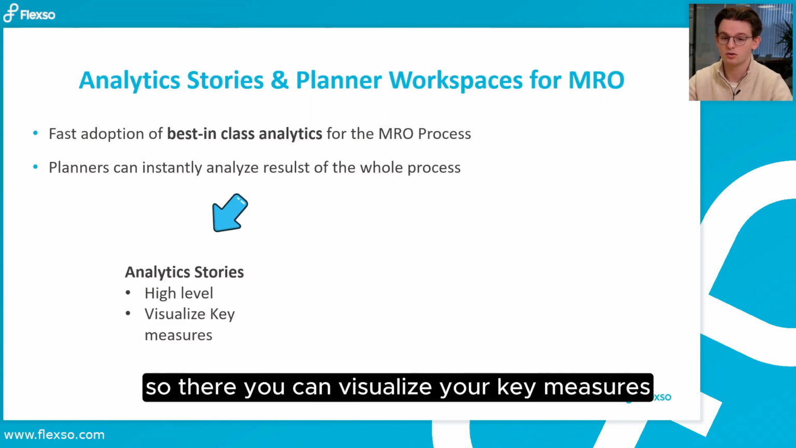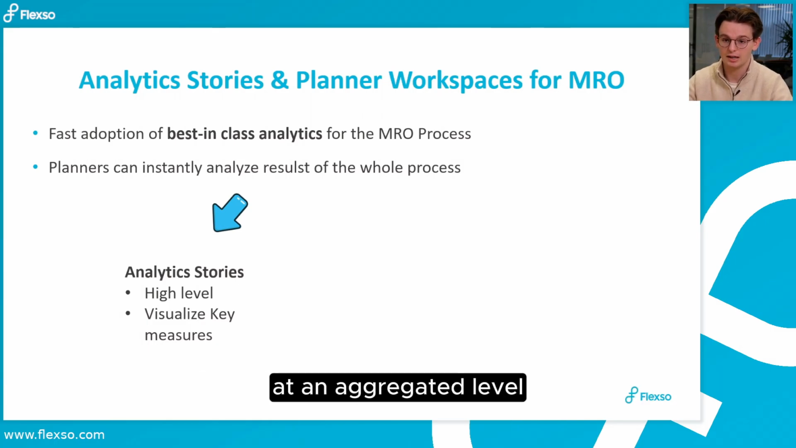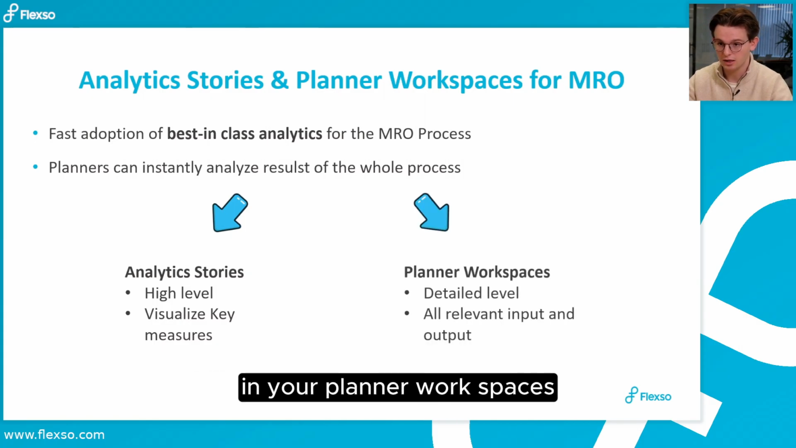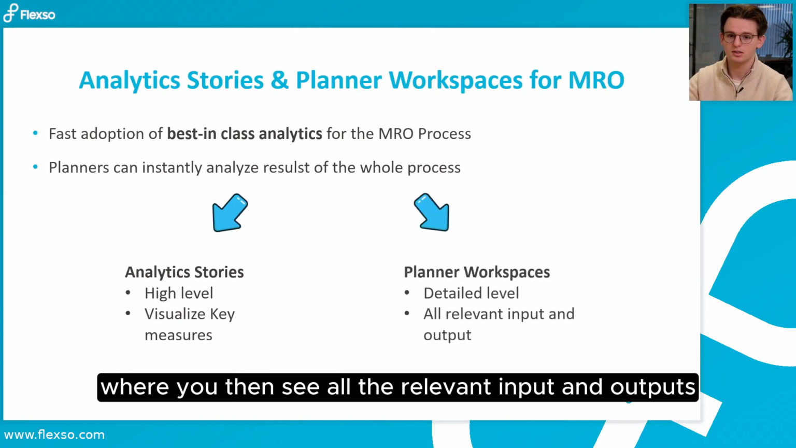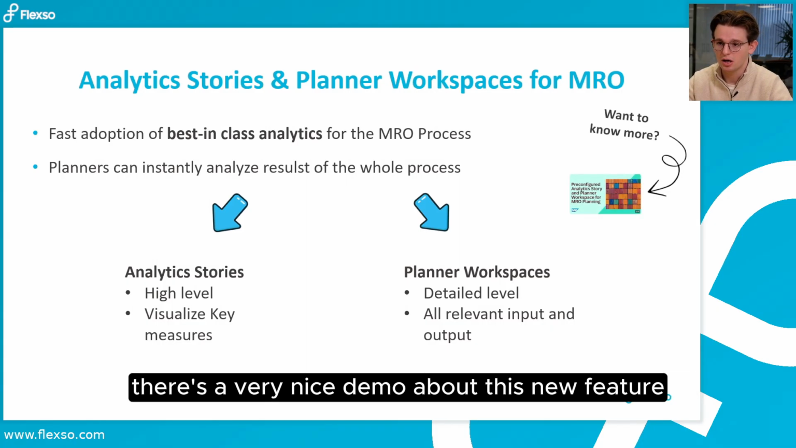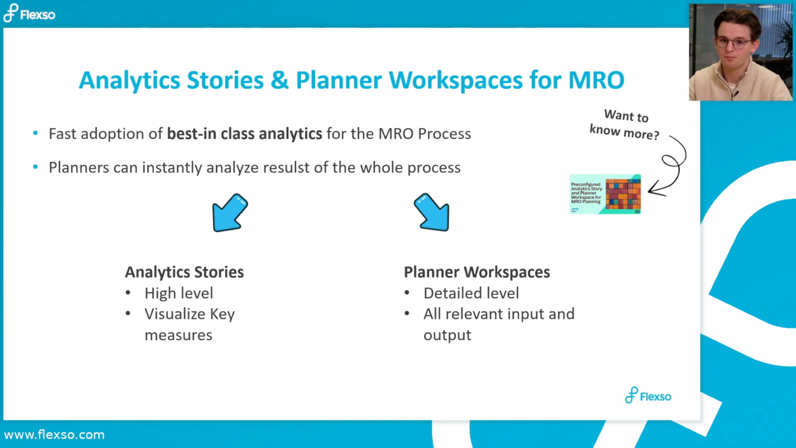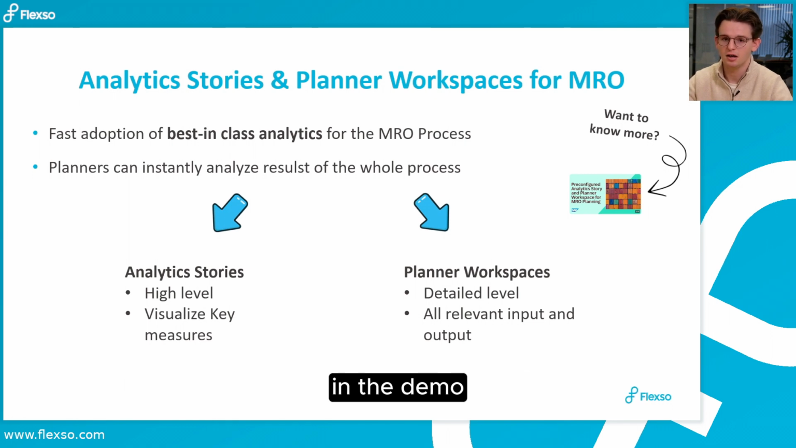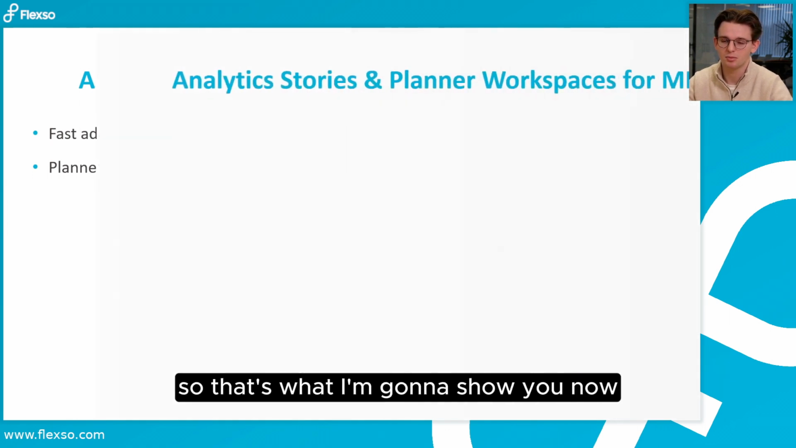So there you can visualize your key measures at an aggregated level if you want to quickly check those. But you can also go into further detail in your planner workspaces, where you then see all the relevant input and output. There's a very nice demo about this new feature, so I would definitely tell you to go and check that out. I'm already going to give you a bit of a teaser of what is mentioned in the demo, so that's what I'm going to show you now.